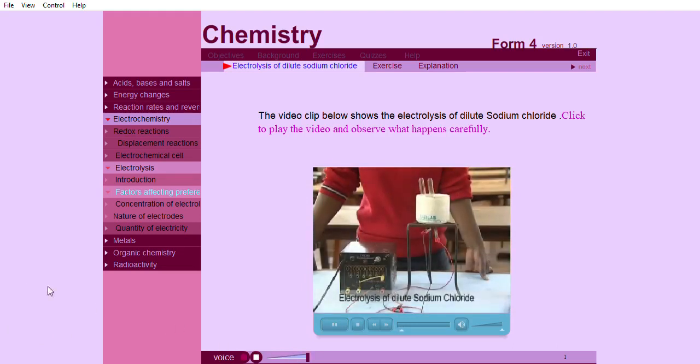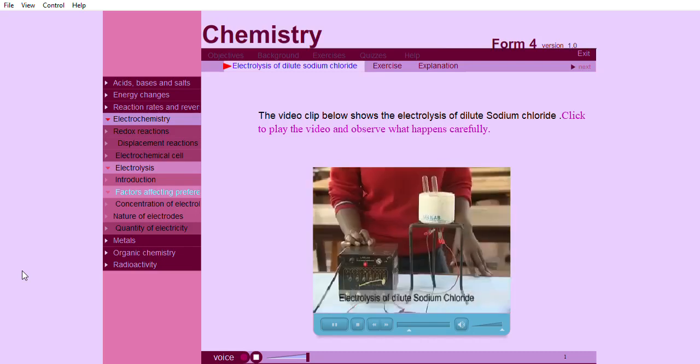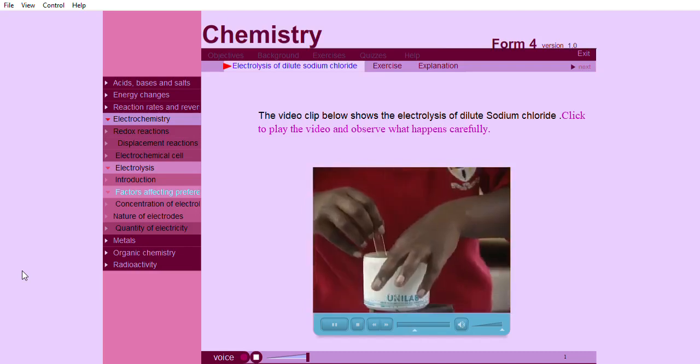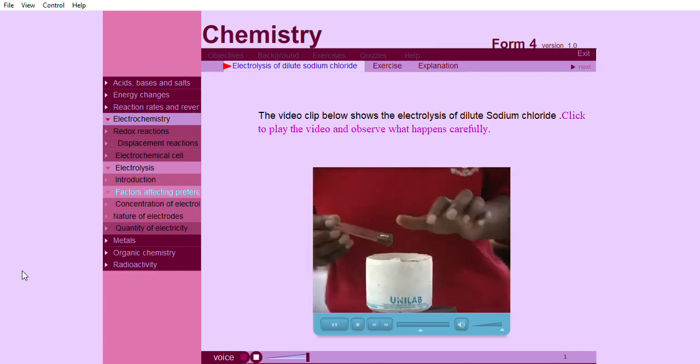The electrolysis of dilute sodium chloride. Procedure: fill the beaker with dilute sodium chloride solution. Switch on current. Observe what happens on the electrode. Test the gases collected with a glowing and burning splint.